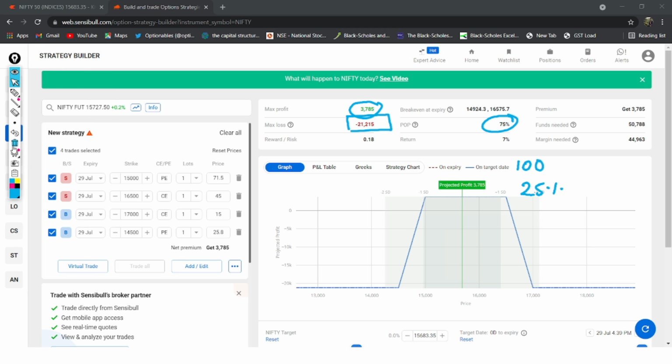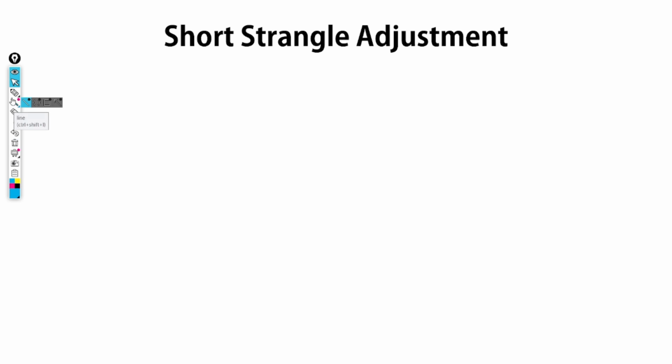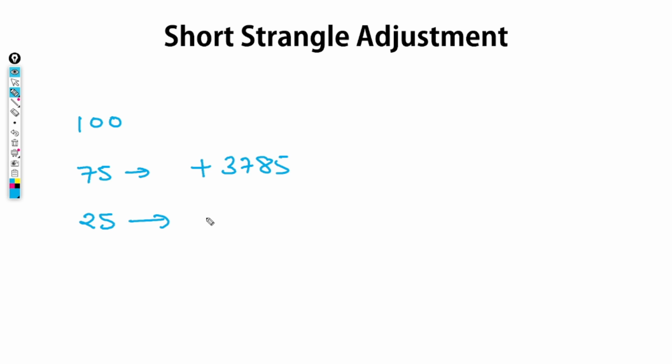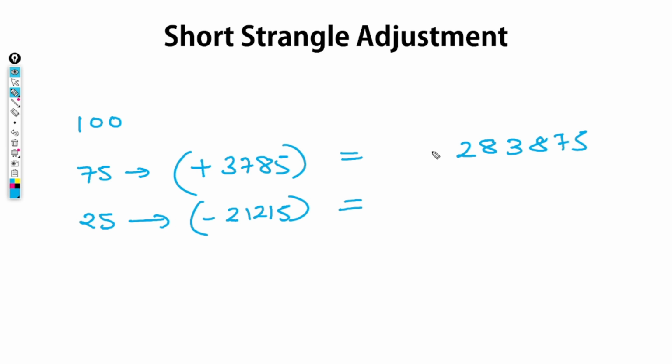Now we are quickly going to work out what will happen to us if we take the trade 100 times. 75% of the times, or 75 trades, I am going to make a profit of 3,785. And the remaining 25% of the times, or 25 trades, I am going to make a loss of 21,215. So this is the statistics which we saw, which means if I trade 100 times, the winning trades are going to give me a profit of 2,83,875, which is positive, and the losing trades are going to give me a negative of 5,30,375.